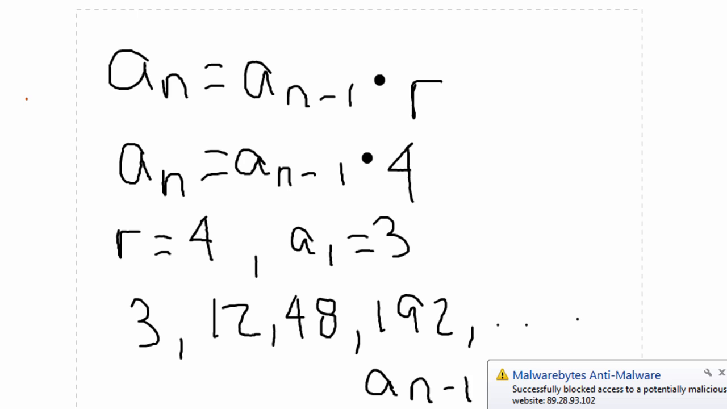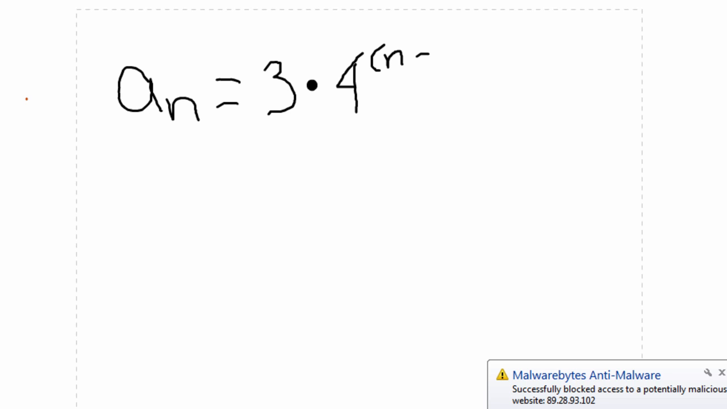This sequence can be found by starting with a sub 1, which we know is equal to 3, and multiplying it by 4 to get a sub 2. Then you multiply a sub 2 by 4 to get a sub 3, and you keep going in this manner up to a sub n. The sequence a sub n can also be written as a sub n equals 3 times 4 to the n minus 1. If you use this formula instead, you end up with the same values.